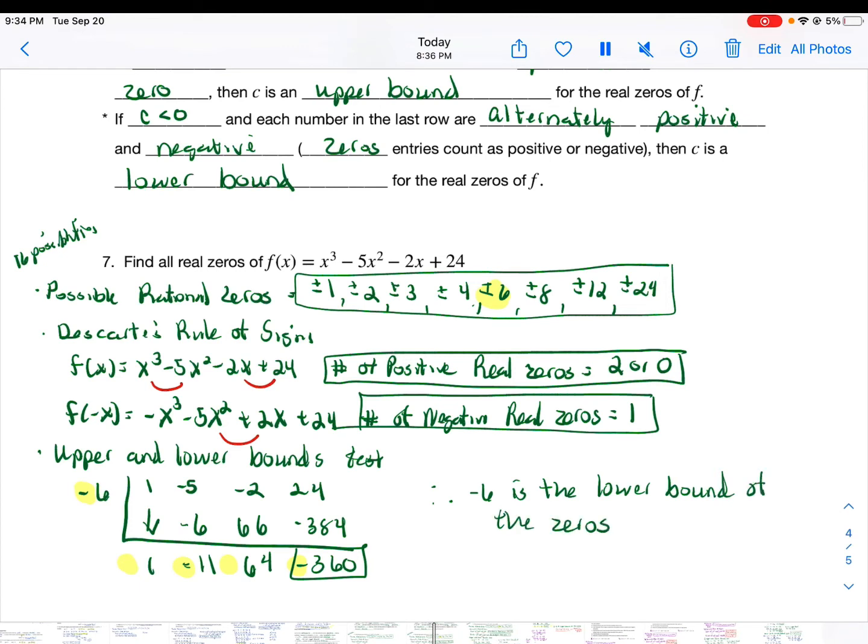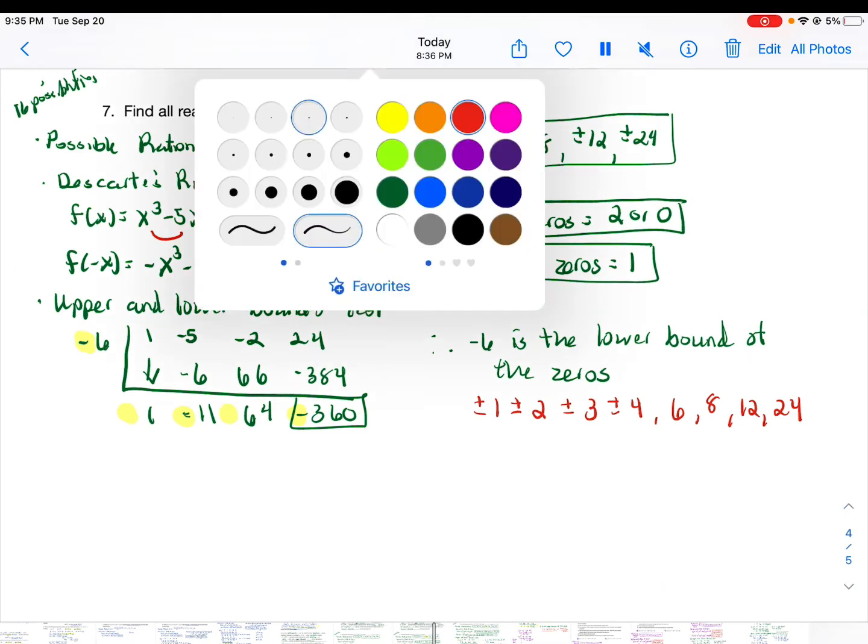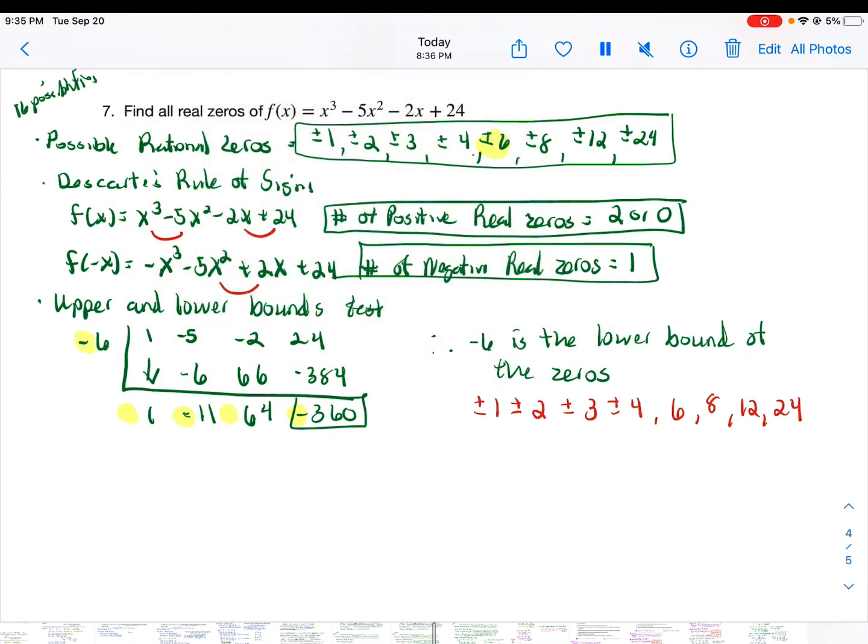So from our possible rational zero test up here, I can eliminate negative 8, negative 12, and negative 24. So I've got my choices down to slightly smaller. I've eliminated 4 choices with doing only 1 synthetic division. So now let's see if we can get an upper bound. For an upper bound, I want to pick a positive number, and again I want to pick something sort of in the middle. So I'll try 6, and I'm going to divide that into my original polynomial.